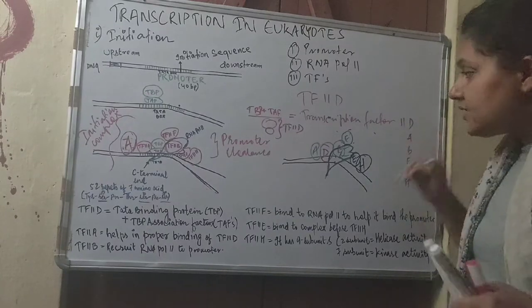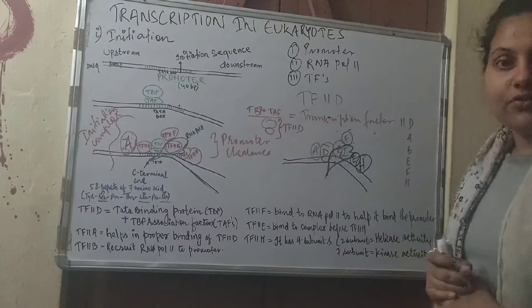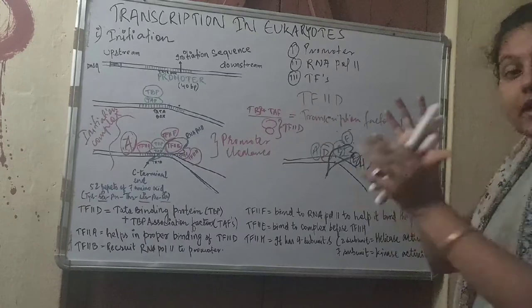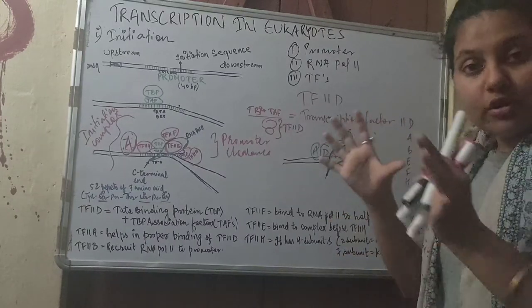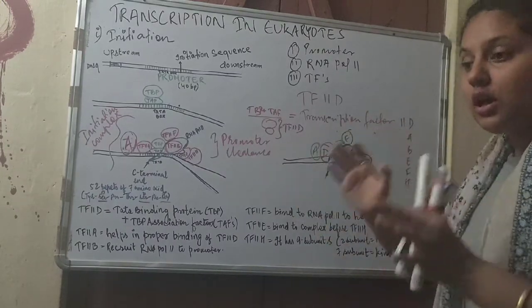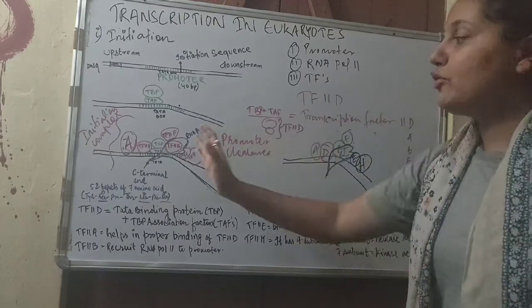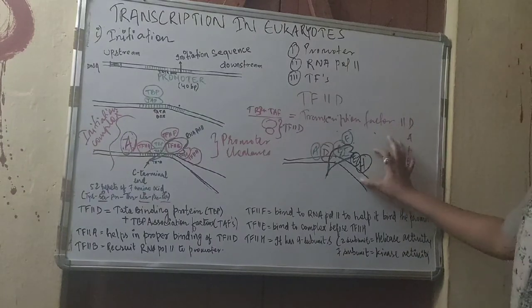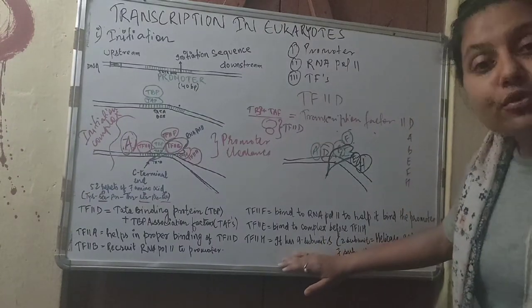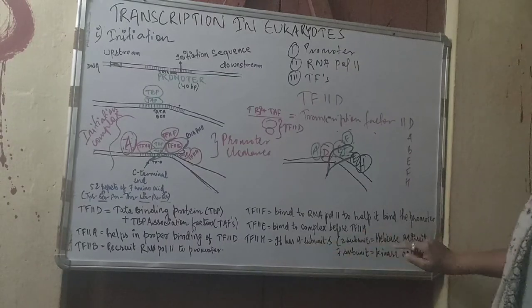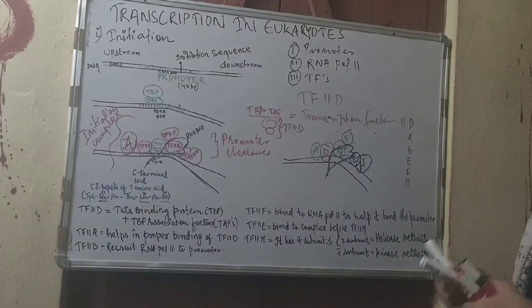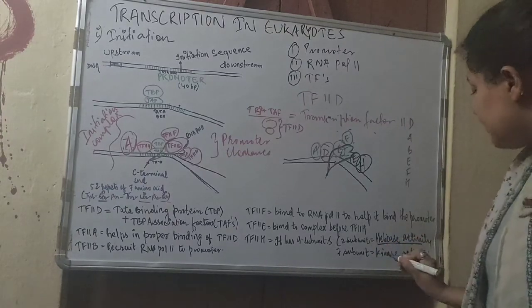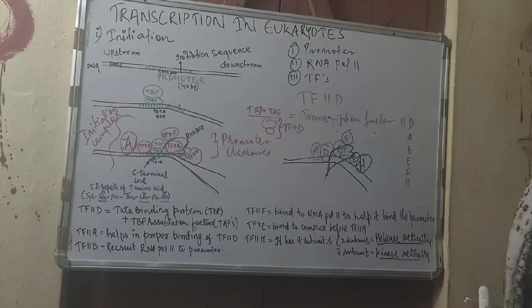H is the most important transcription factor. It is bigger in size than the others, and has much more work burden as compared to the other transcription factors. This H transcription factor is made up of 9 subunits. Out of 9, 2 subunits perform helicase activity, and 7 subunits perform kinase activity.